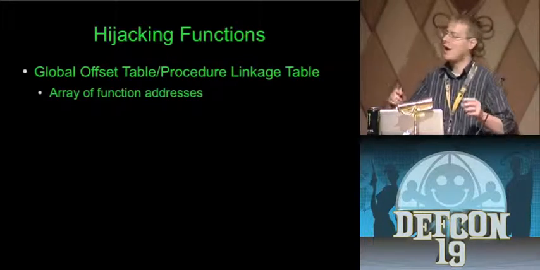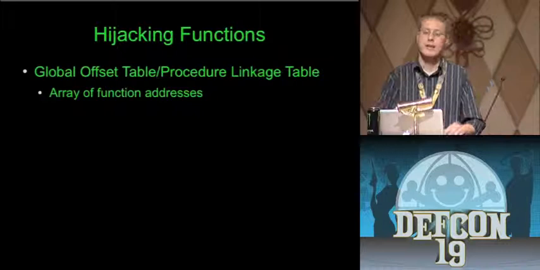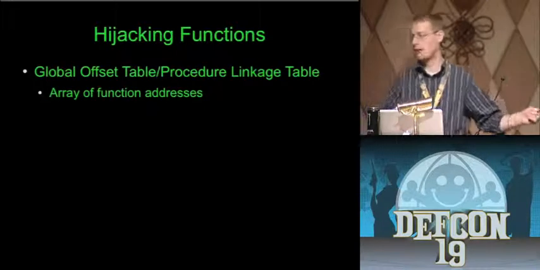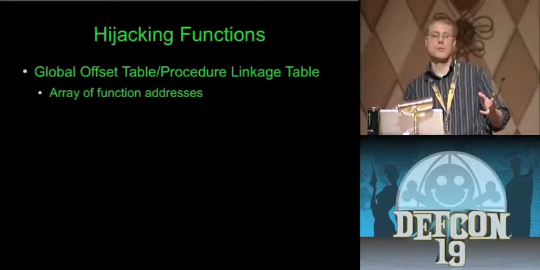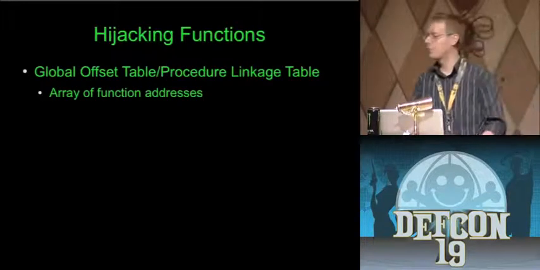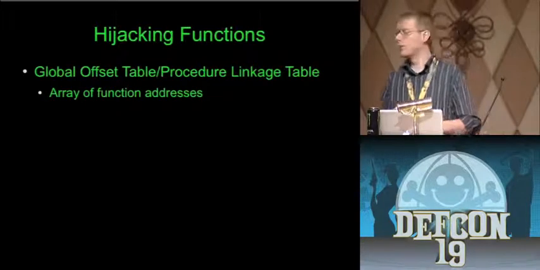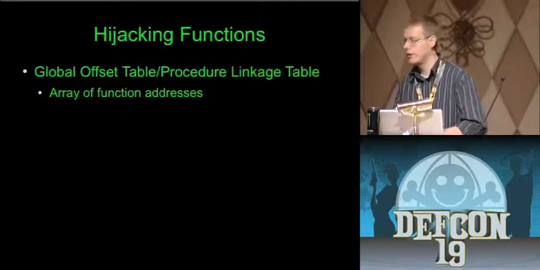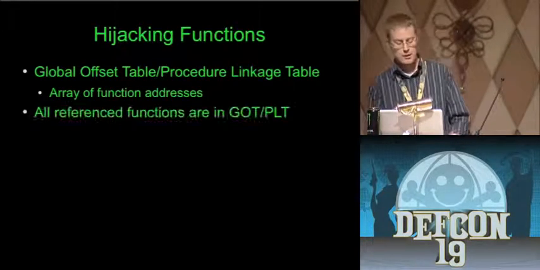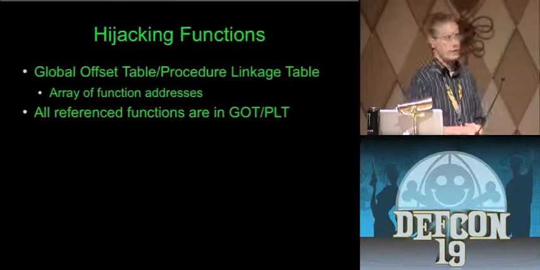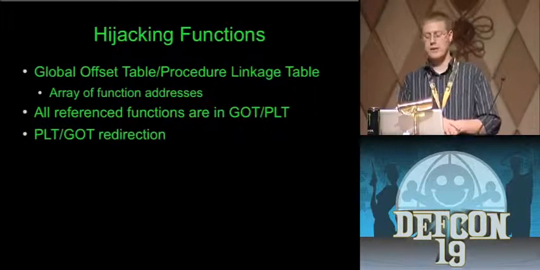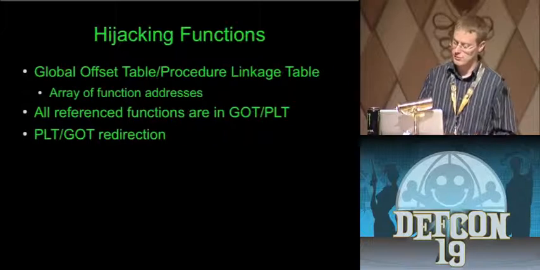Anytime your program calls printf or receive, memset, any function that comes from a shared object, it's not actually going to call that function directly. It's actually going to call a stub entry in the GOT, which then calls printf. And that allows your program and all the shared objects, all the dependencies, to be located in completely random places in memory. And allows your programs to still be able to call printf, receive, memset, no matter where it's loaded in memory. And all your referenced functions are in the GOT PLT, the global offset table, procedure linkage table.